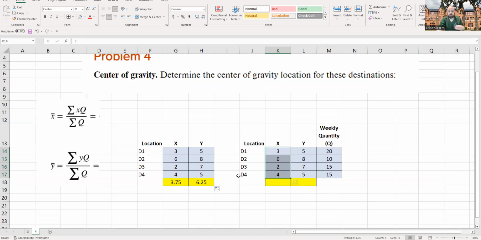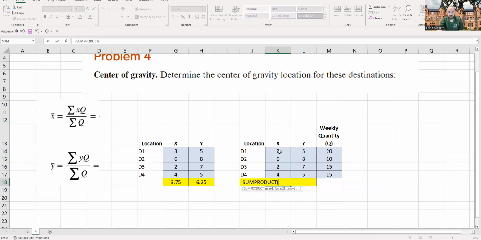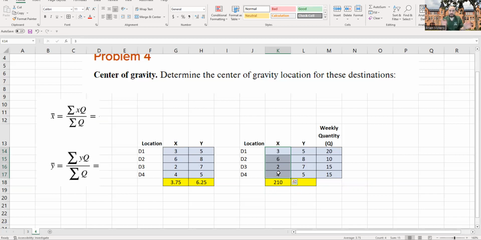Okay. I then have to divide it by, so I can take a sum product, right? But there's one extra step in that I now have to divide it by the sum of my quantities. If I was to take a sum product of all this, sum product of this and this, you'd see a very high number. Okay. 210, a high number, which should be your clue at that point. I'm probably not going to put my x coordinate at 210 when my other locations are at 3, 6, 2, and 4. It's going to be somewhere in this range, not higher than 6 and not lower than 2.